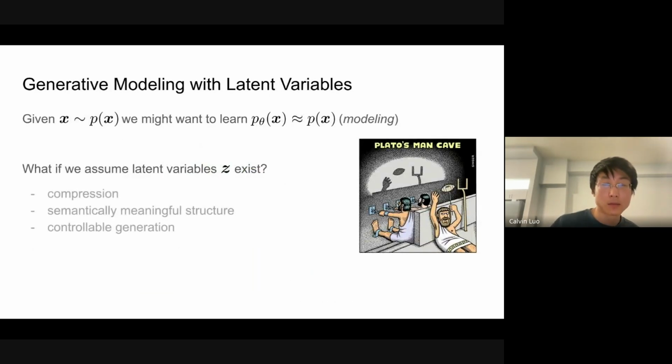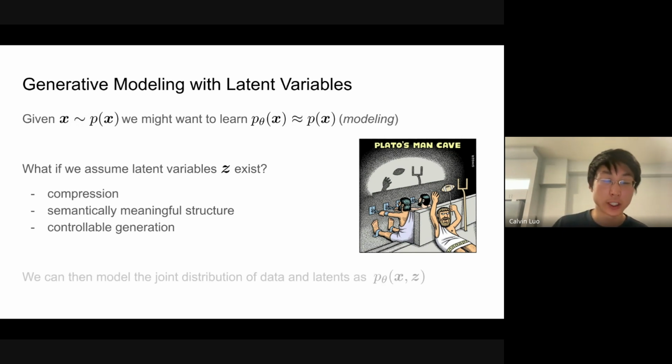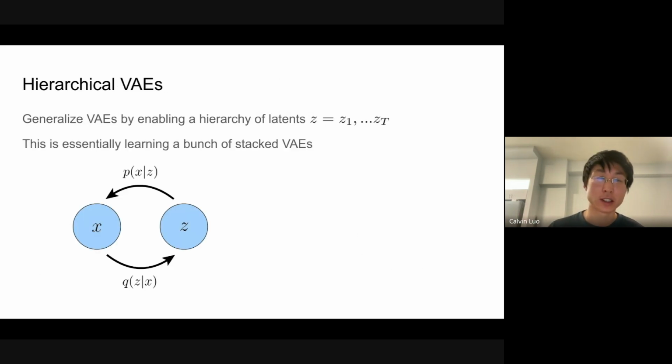Okay. So yeah, we generally assume in VAEs that Z is lower dimension, and we would like to learn some compression, semantically meaningful structure, controllable generation. We can model the joint distribution of data and latents as follows, and maximize the evidence lower bound, etc. But we won't be doing the derivations or proofs here. You can refer to the written tutorial for line by line derivations.